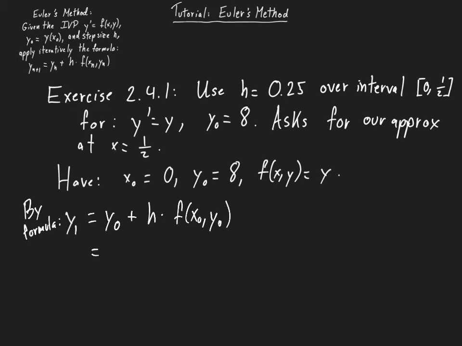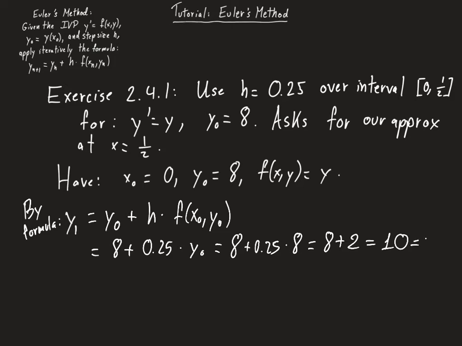Alright, so here in this case, y0 is equal to 8, h is equal to 0.25, and f of x naught y naught is just going to be equal to, well, f of x y is equal to y, so f of x naught y naught is equal to just y naught. And so this is equal to 8 plus 0.25 times y naught, which we already said is 8 again, and therefore this is equal to 8 plus, well, a quarter of 8 is 2, and we get 10.